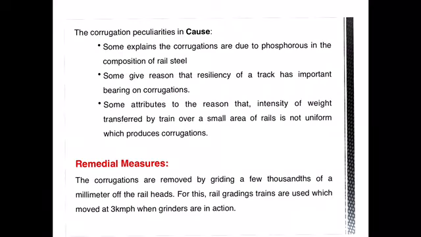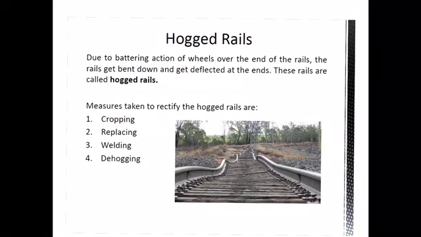Now what is the remedial measure to overcome these corrugations? As we can see, the corrugations occur on the head portion of the rail section. Those corrugations are removed by grinding a few centimeters of the rail head. That grinding can be done with the help of a special grinding train, which is capable of moving at a speed of 3 kilometers per hour. When the grinding is in action, you can remove the part which has been corrugated.